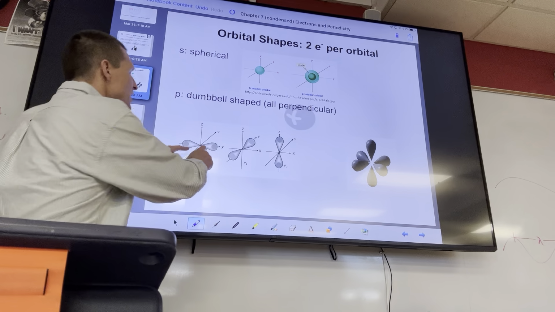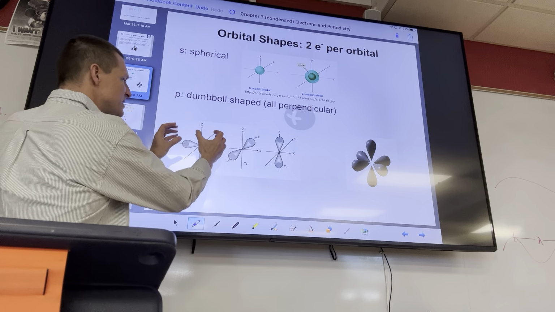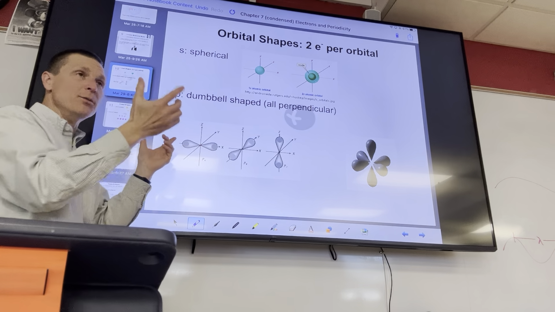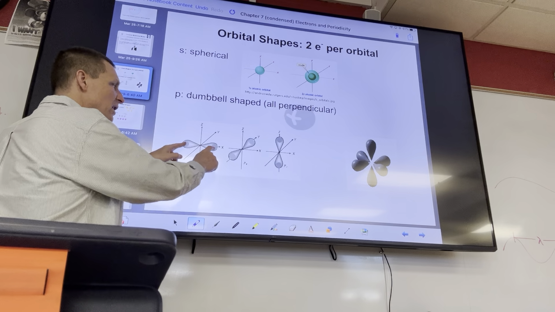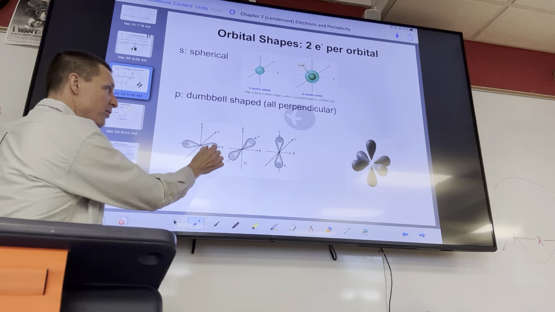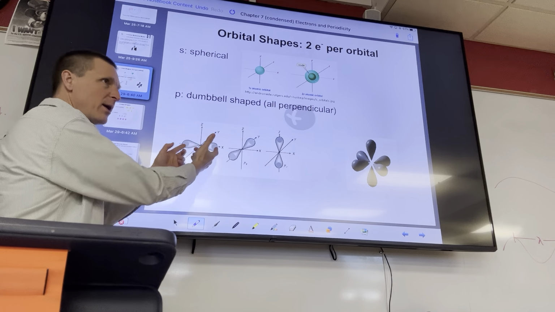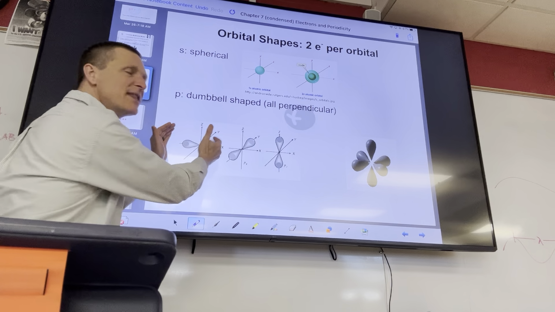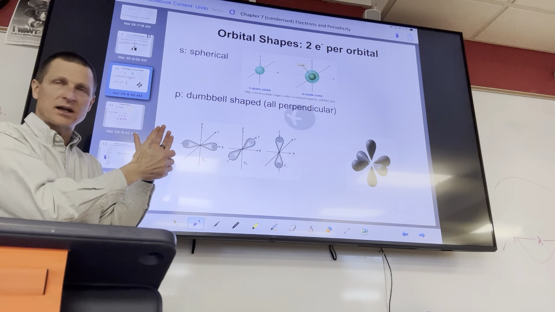There are 3 p orbitals that are dumbbell shaped. So you have 2 electrons somewhere in this dumbbell shaped region, and you might think, oh, of course, one there and one there. Not necessarily, they both might be over there, they both might be over there, or you might have one in each. Somewhere in that shaded region, there's 2 electrons that can be.